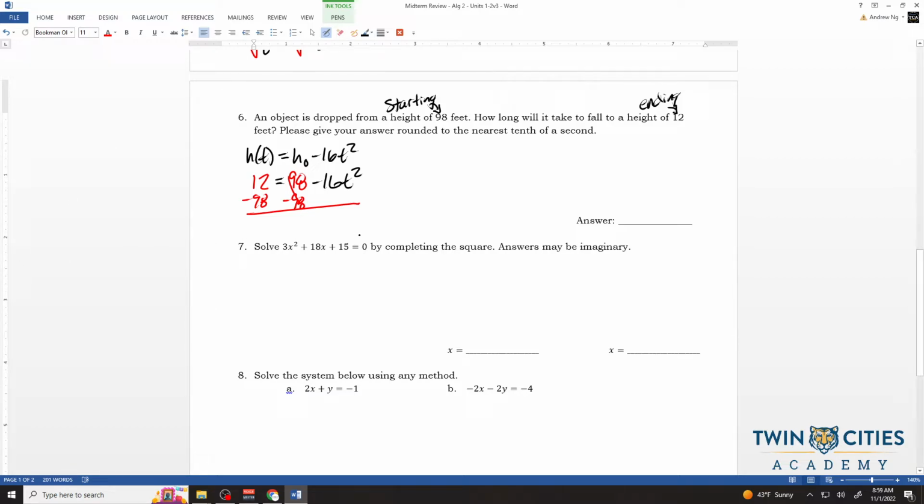Okay, when I do that, I'm going to get negative 86 is equal to negative 16t squared. All right, then let's divide both sides by negative 16. t squared is going to be equal to, let's see, negative 86 divided by negative 16. That's going to be 5.375.